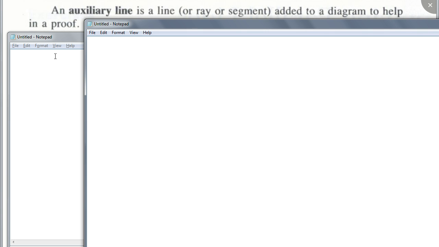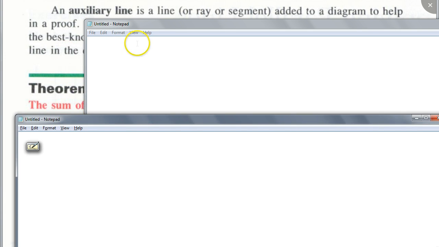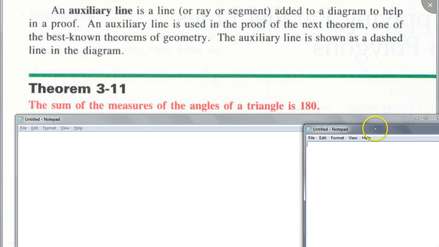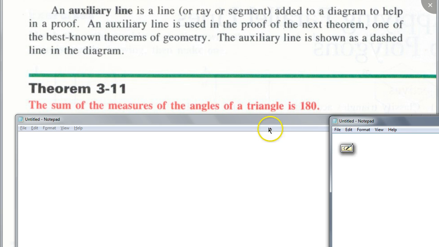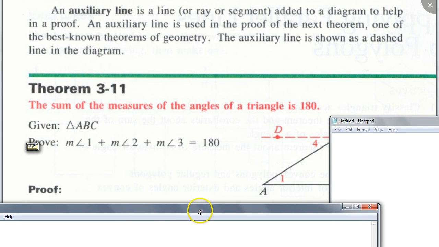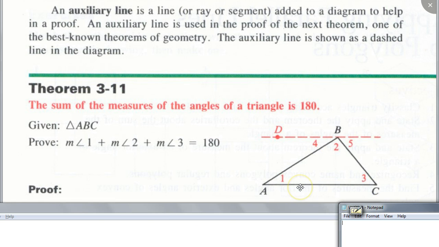A lot of you know this as a fact. How many people know what the sum of the measures of the angles of a triangle is? The sum of the measure of each angle of a triangle is? Everybody? 180. Well, it's actually a theorem, so it's not a fact. So what do we do with a theorem? We prove it. And here is the auxiliary line that's going to help us prove this theorem.